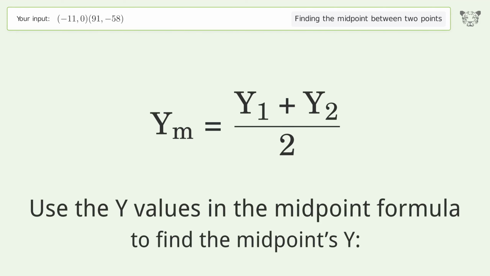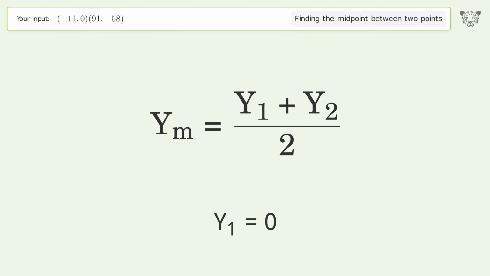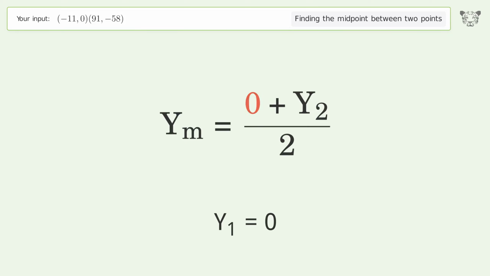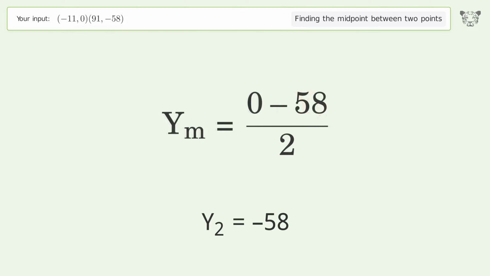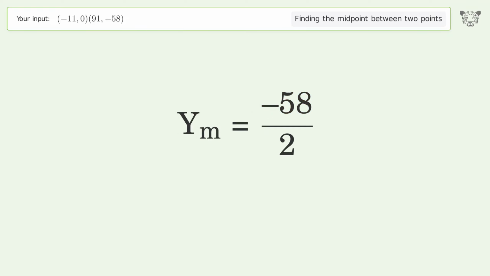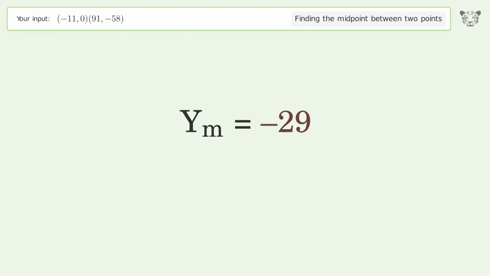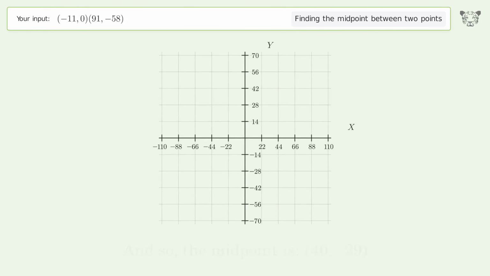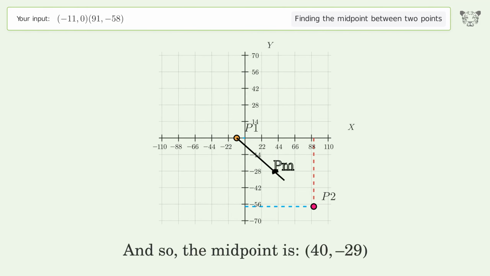Use the y values in the midpoint formula to find the midpoint's y. y1 equals 0. y2 equals -58. Simplify the arithmetic. And so, the midpoint is 40, -29.